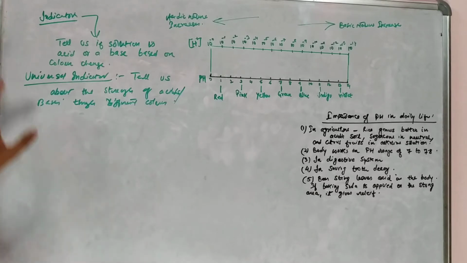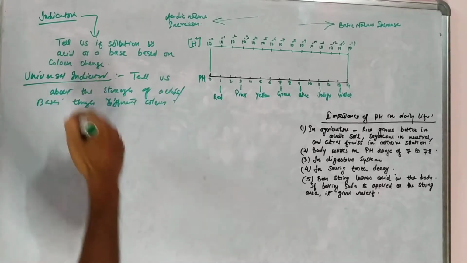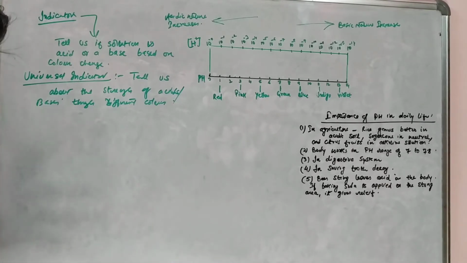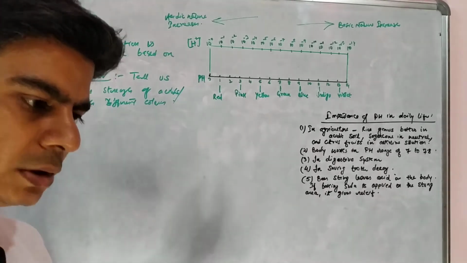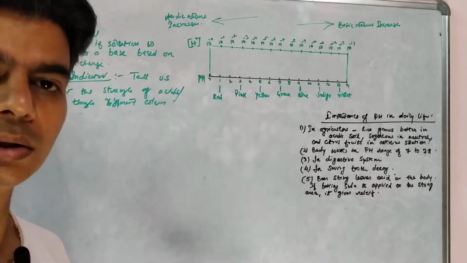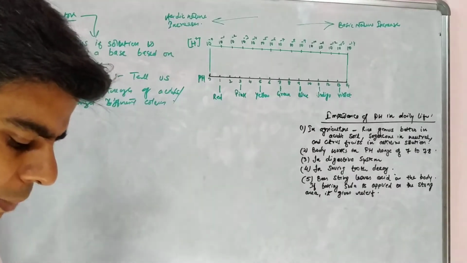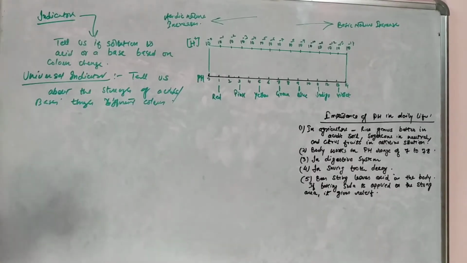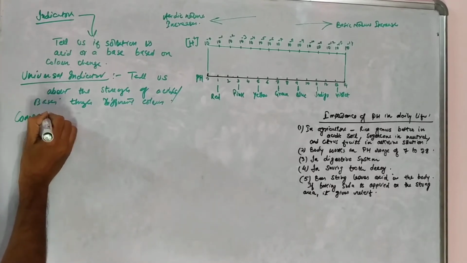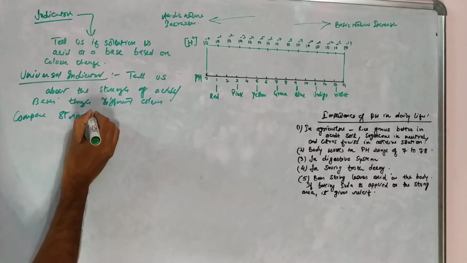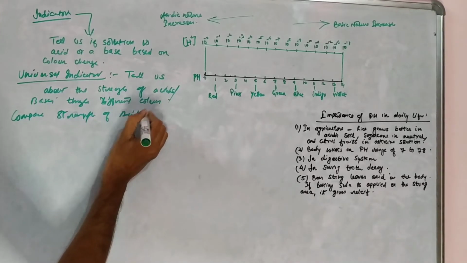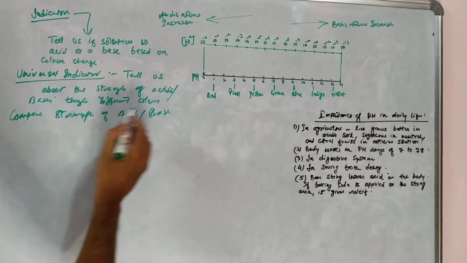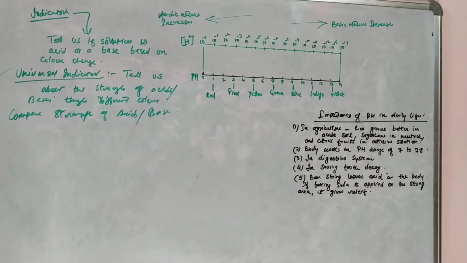So I'll repeat. Simple indicators will just tell you if a given solution is an acid or a base, based on color change. Whereas universal indicator will also tell you if the given solution is a strong acid or a weak acid. You can compare the strength of acids and bases using universal indicator.